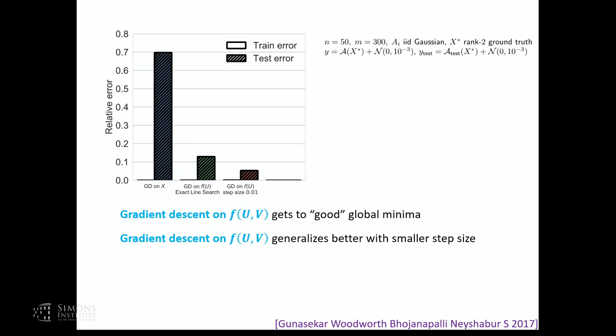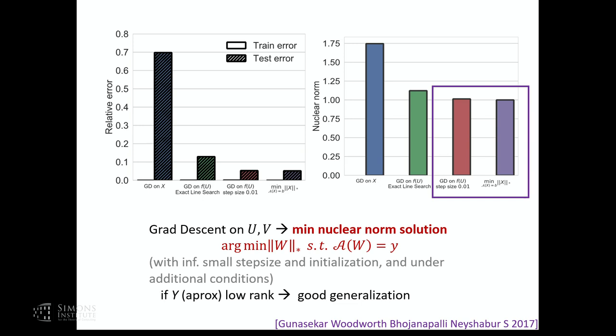What is the solution that we're finding here? In this case, we can say what it is, and we'll get back to that later. But roughly speaking, there's some evidence that what we're finding is the minimum nuclear norm solution. What we plot here is also the minimum nuclear norm solution, and we can see the nuclear norm of different solutions. If we do gradient descent with small step size, we actually do find the minimum nuclear norm solution.